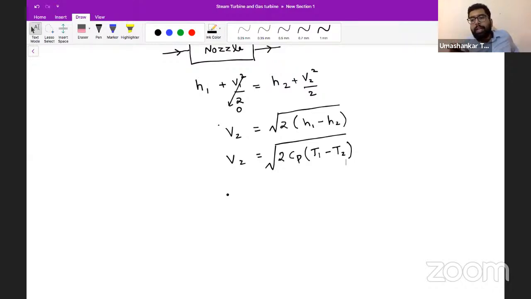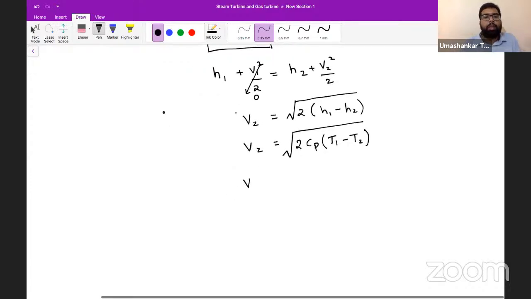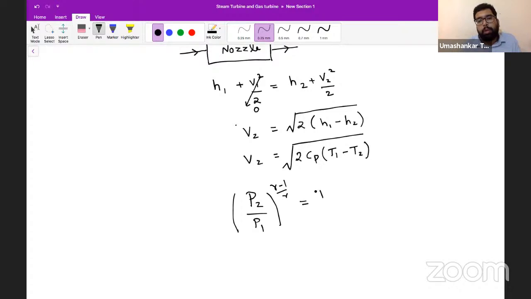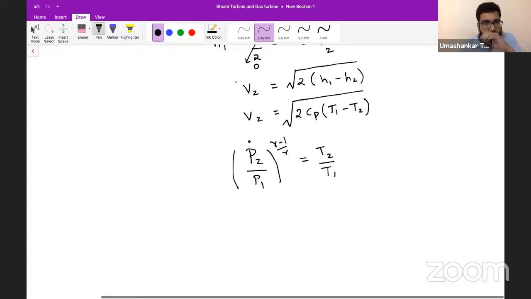Or otherwise, we can directly use that formula that we have established for the exit velocity at the convergent nozzle. So you have the value of P2 now. We have P2 by P1 to the power gamma minus 1 by gamma is equal to T2 by T1. This is the relation we are fond of using for isentropic flow. So we have the value of P2. P2 is 3.5.